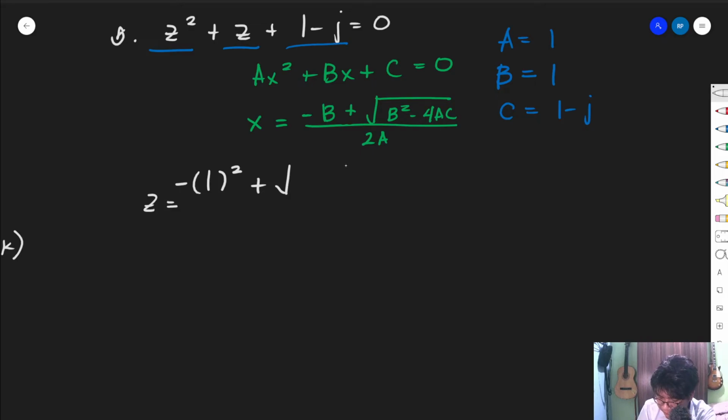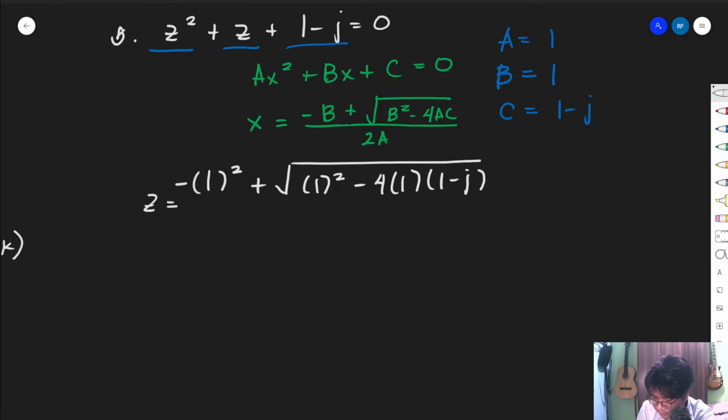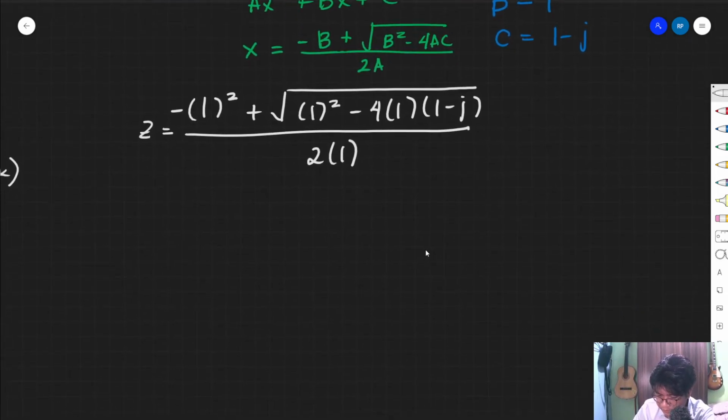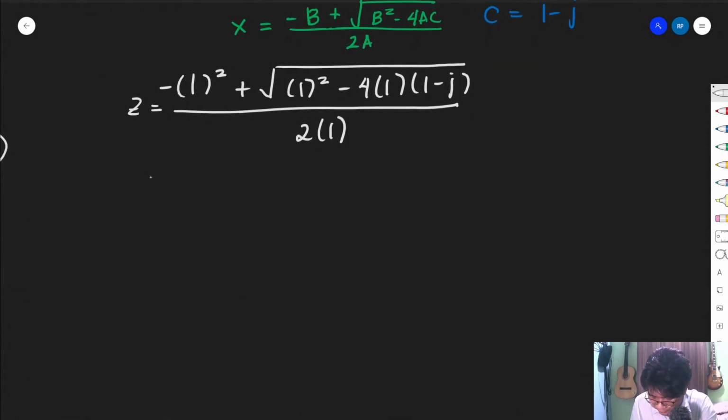Plus square root of 1 squared minus 4 times 1 times 1 minus j, over 2 times 1. Ganyan siya. Next, we have here negative 1 plus square root of 1 minus 4, then plus j4. Sampu nang galing yan.